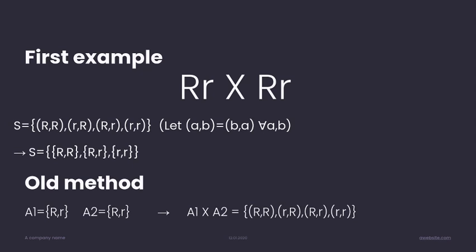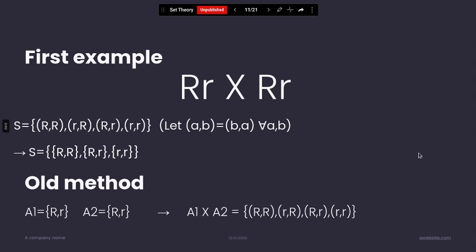Now, you might have used the older method of the Cartesian product. Again, starting with A1 equals R capital, R small, and A2 equals R capital, R small, you could have taken the first element from A1 with the first element of A2, and this gives you the first element of A1 cross A2. Then the first element of A1 with the second element of A2. Then the second element of A1 with the first element of A2. Then the second element of A1 with the second element of A2, and this forms all the possible ordered pairs.